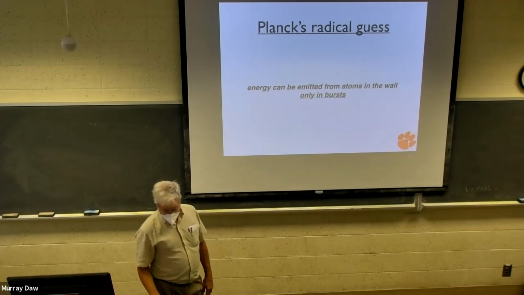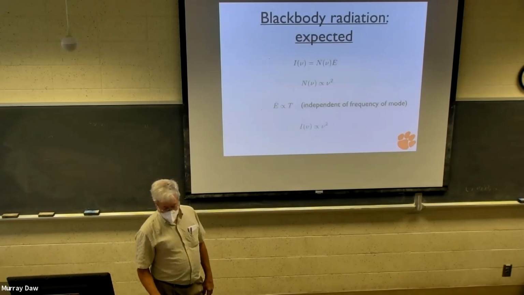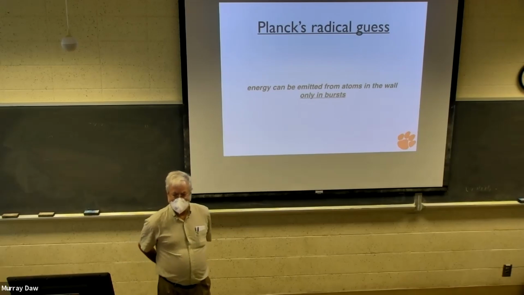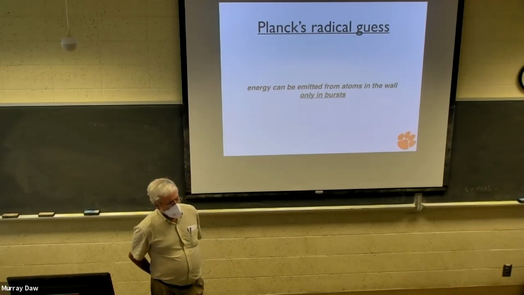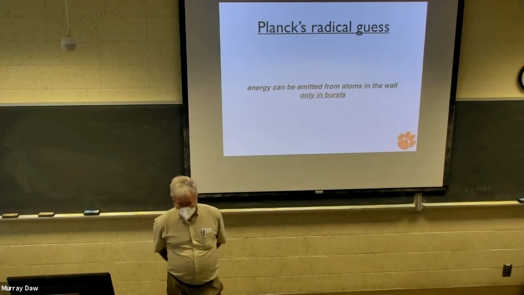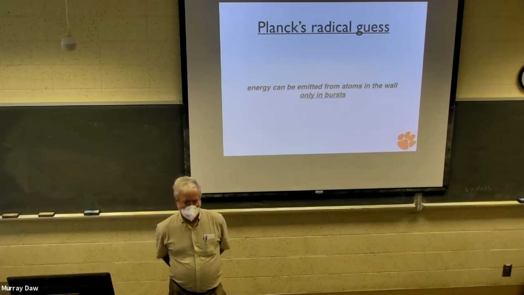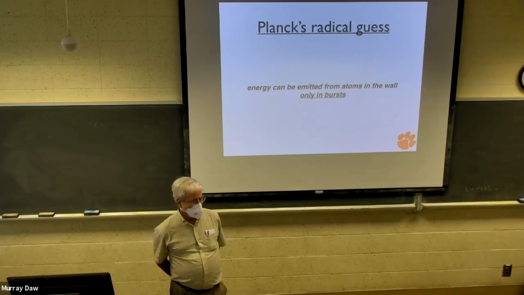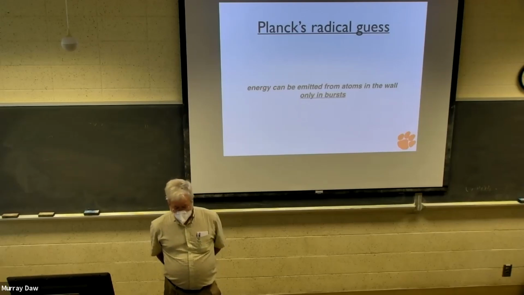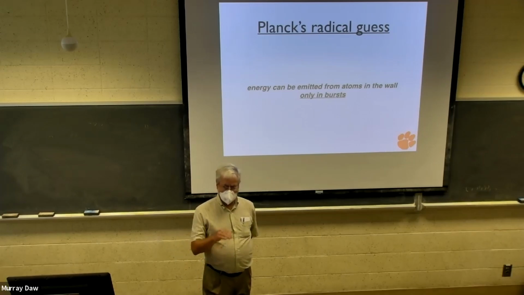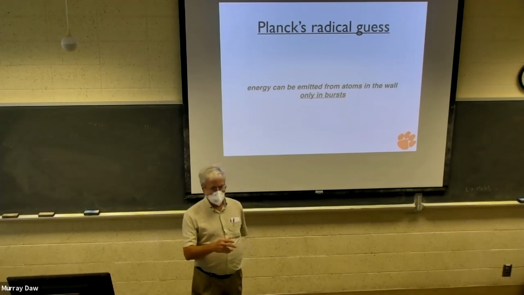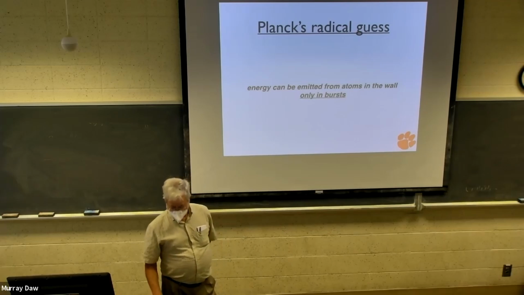Okay, then, so the description of this black body radiation involved a guess by Planck in the late 1800s. It's not what most people think. It's not the quantization of light. You'll hear this, but that's not correct. The conclusion to be made from this is that energy can be emitted from the atoms in the wall only in bursts. That's not to say that light is quantized. It has something more to do with the process of emission in bursts. That's the conclusion from this.